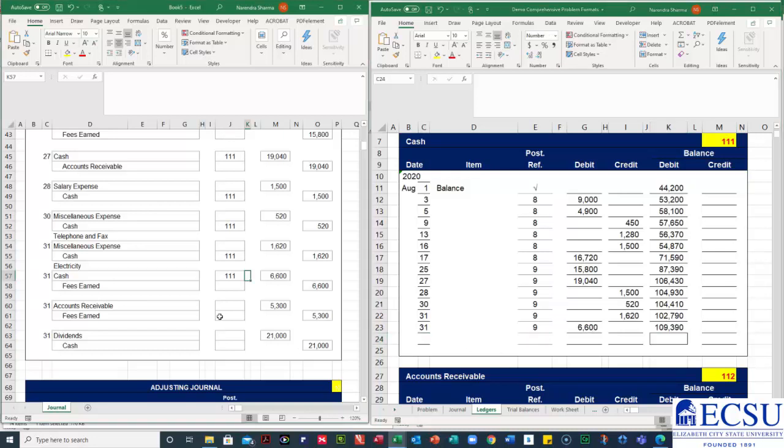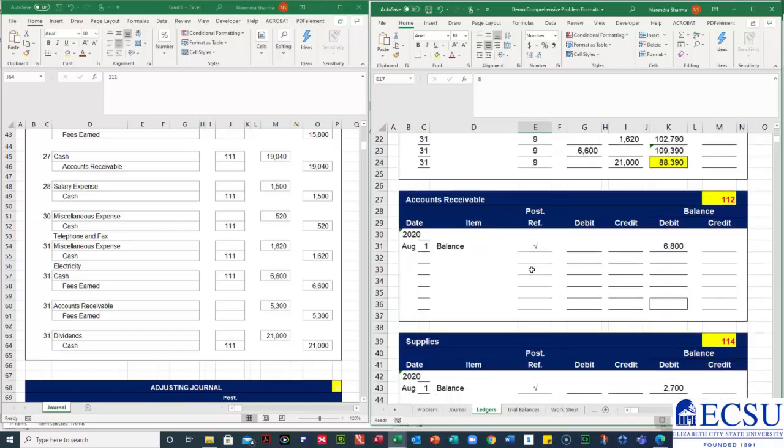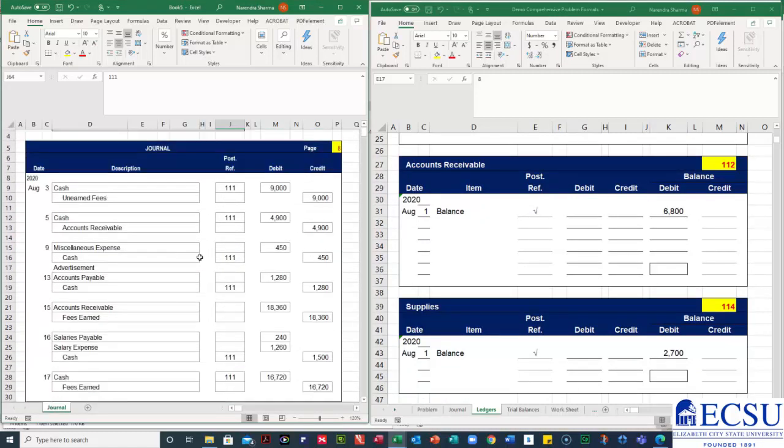109,390. And then I have another cash here, that's 111. So that is 31 and it's page 9. So it's a credit of 21,000. So this minus this will be 88,390. So that is how you will get that as the final balance for cash. So I'm done with the cash account. So now I'm going to look for accounts receivable. That's the next account that I'm going to update.